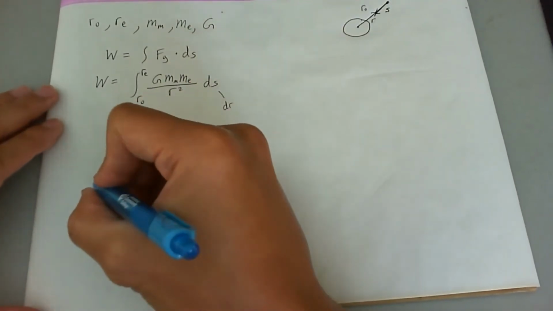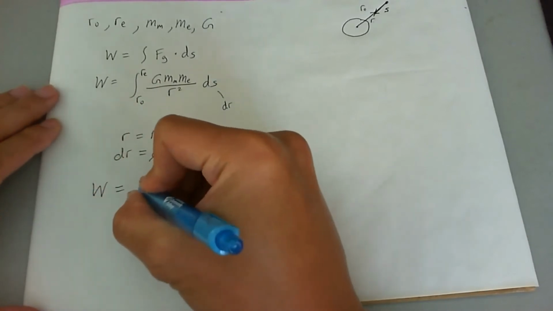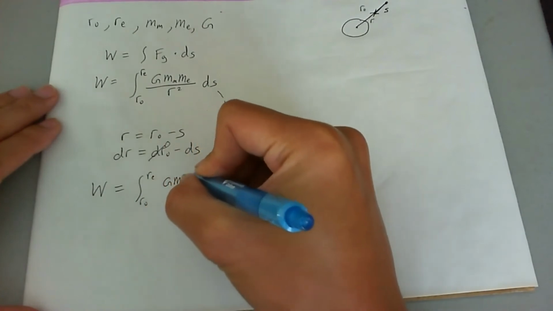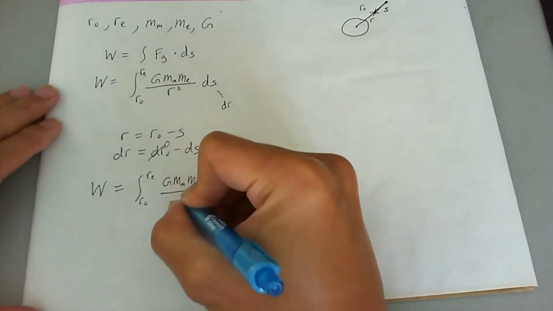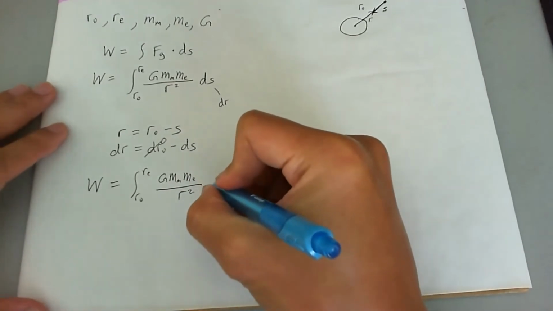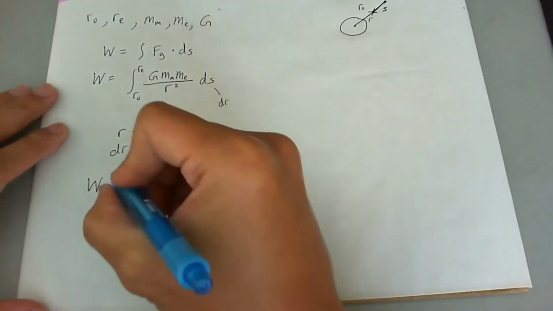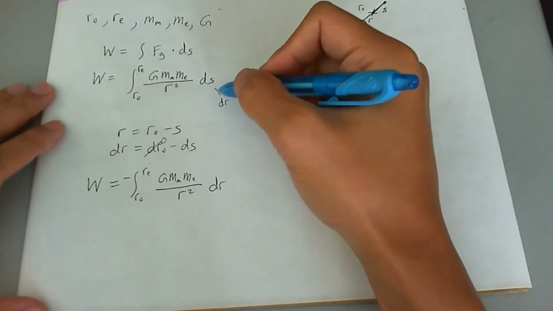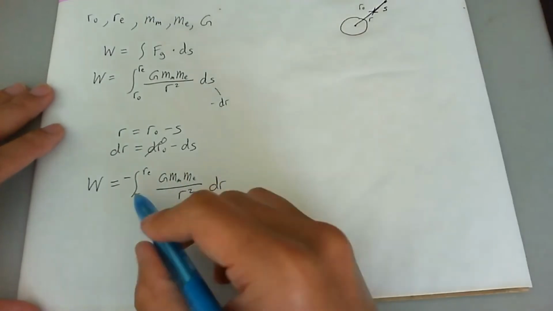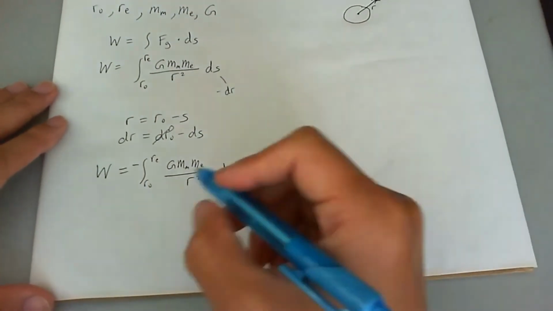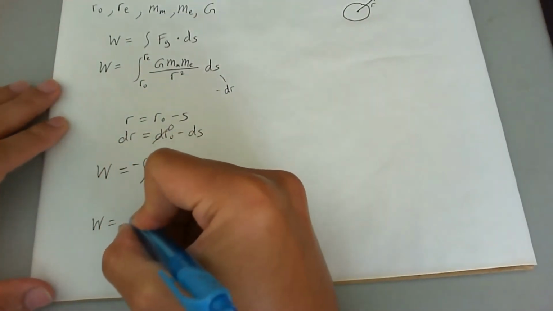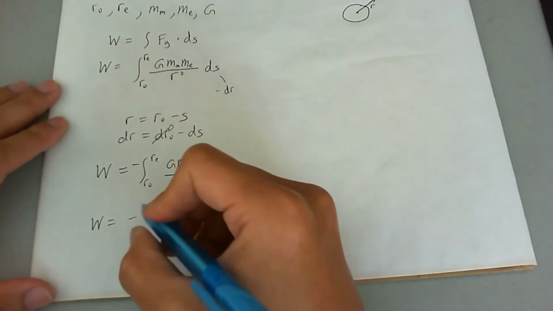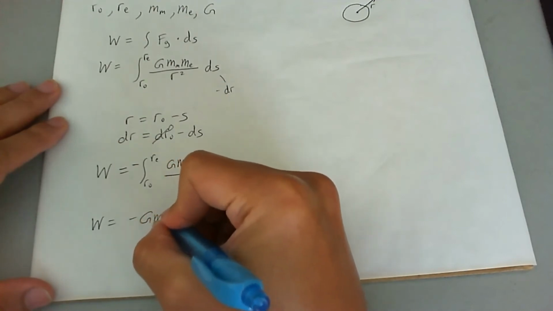So now we can write that down in our equation. W is the integral from R naught to RE of G M sub M, M sub E over R squared, and then dr, and there's a negative out in front. So now what I did is I replaced ds with negative dr, okay? The negative comes out in front. Let's go ahead and simplify this now. W is then equal to negative. G, M, and M, these are all constants, so there's no integration. So I'll bring this out in front.